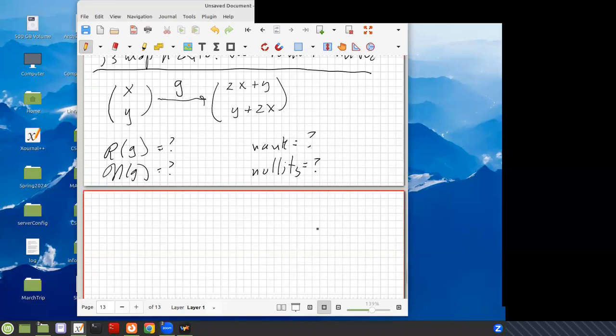Okay. So for the range, it is curly braces, the vector 2x plus y.